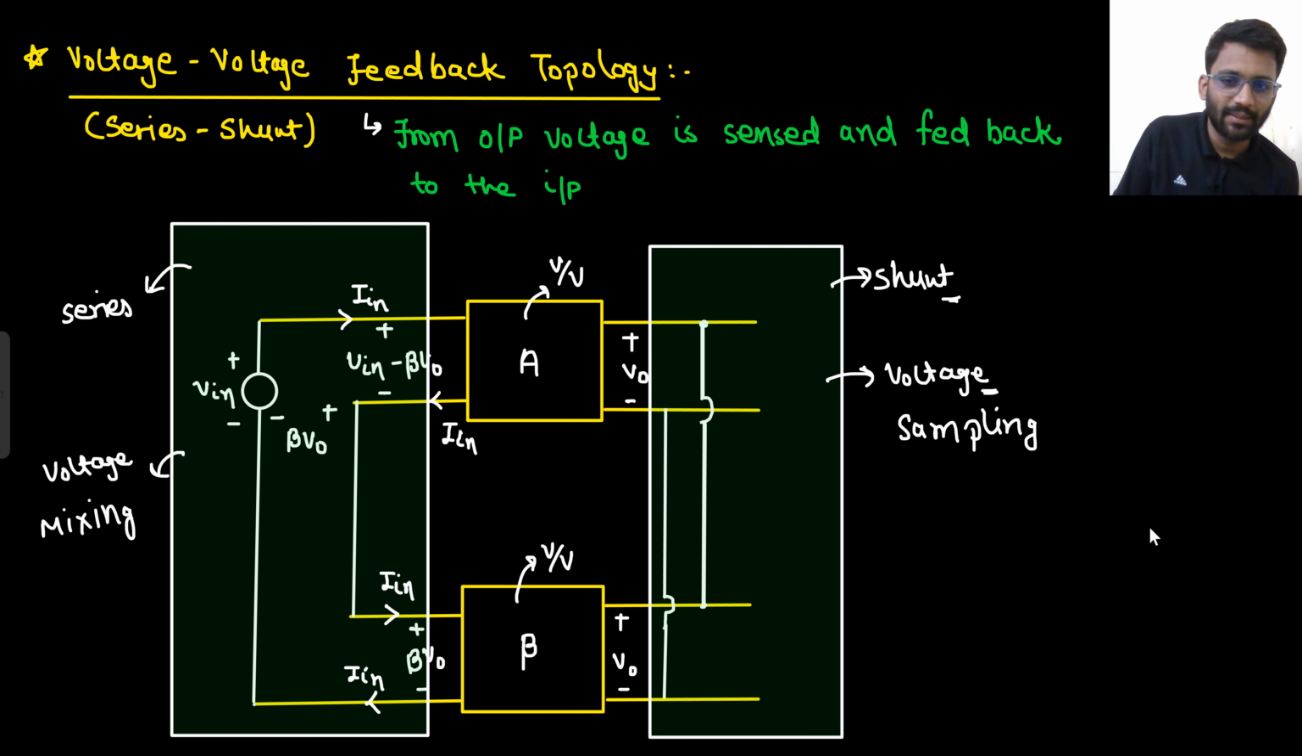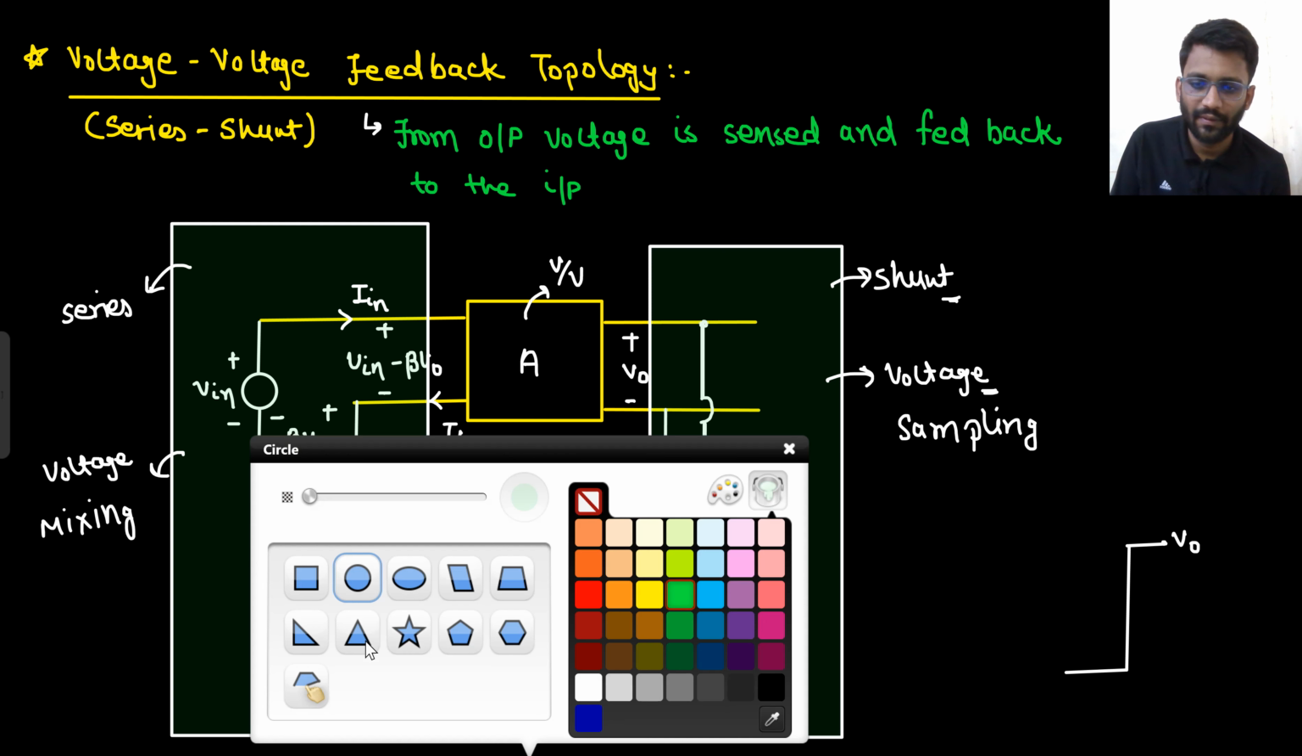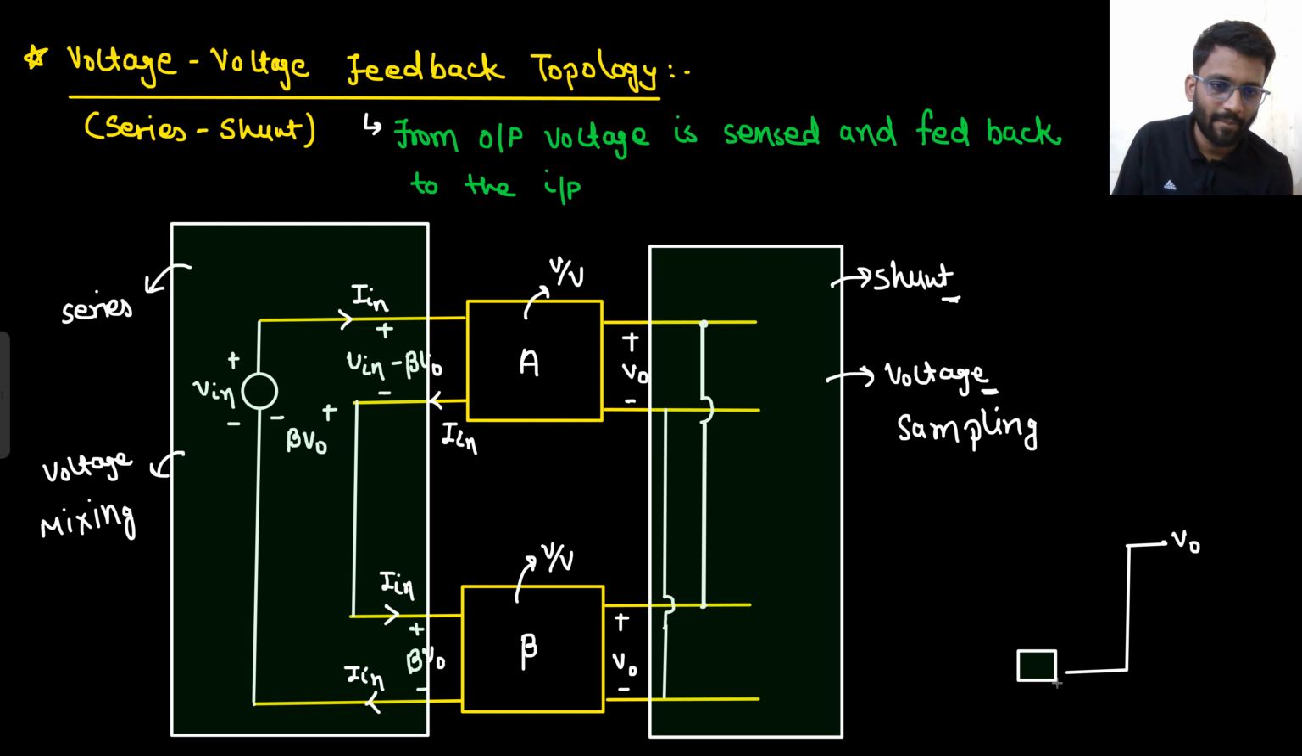So in the first topology, you had some output that was being fed towards the input. So let's just call this your output. It was being fed to the input with the factor of beta, right? From V naught, we were getting beta V naught, and it was fed back to the input side.